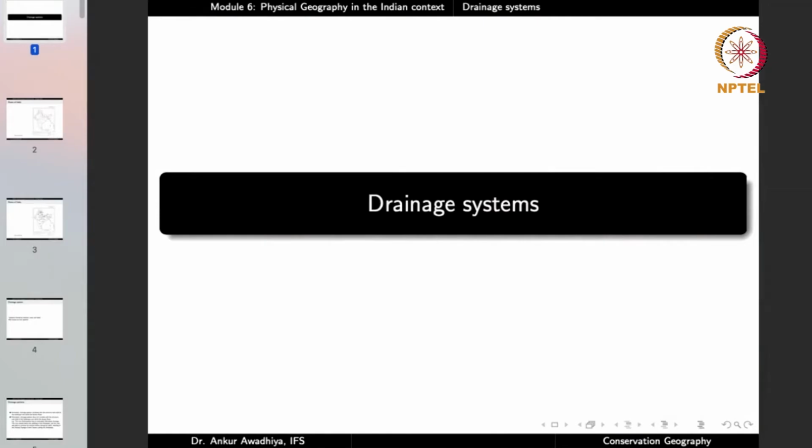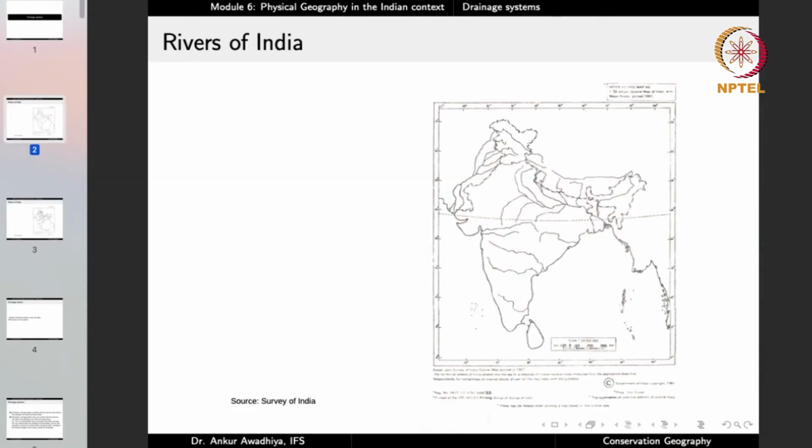Namaste. We carry forward our discussion on physical geography in the Indian context, and in this lecture, we shall explore drainage systems. When we talk about drainage systems, we are interested in the rivers. So, if we consider our country, we have a very distinct geography.